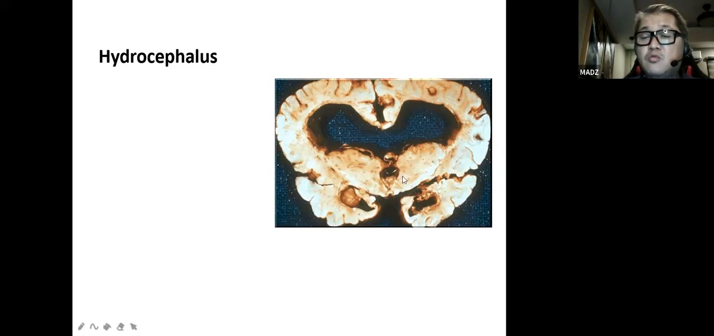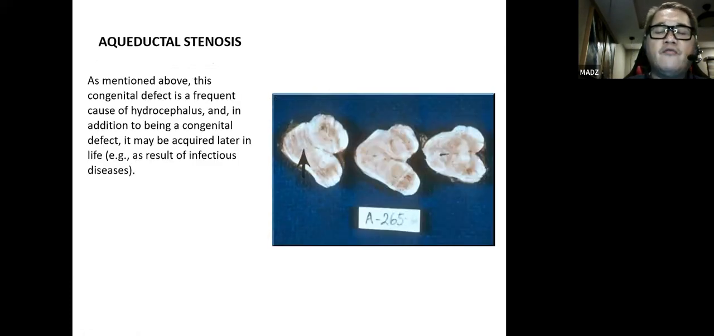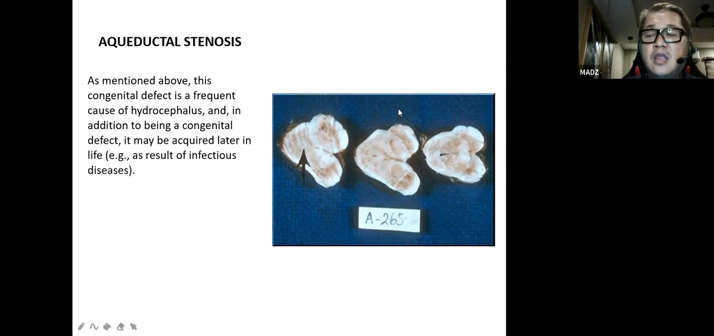So what could have been the cause? It would be congenital. Maybe the outflow of the CSF was blocked. So here, one important cause would be an aqueductal stenosis. This congenital defect is a frequent cause of hydrocephalus, and in addition to being a congenital defect, it may be acquired later in life, for example, as a result of an infectious process, like, for example, rubella. Okay, rubella can cause aqueductal stenosis that could result in hydrocephalus.